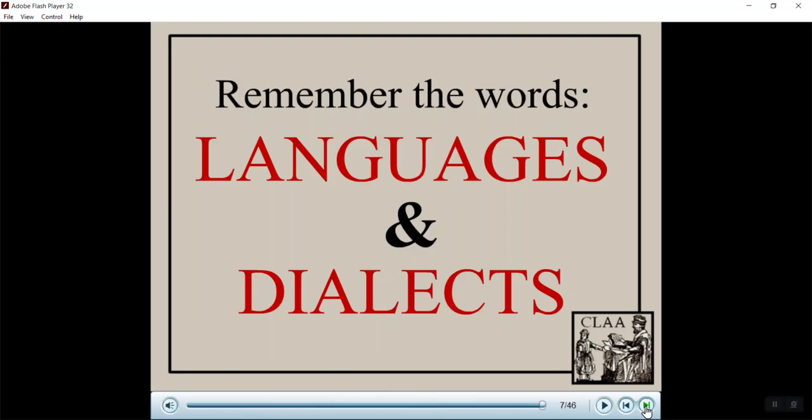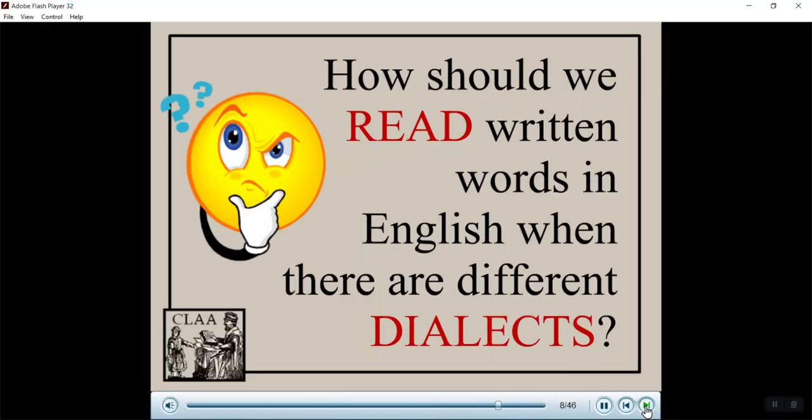Make sure you remember the words languages and dialects. Make sure you know the difference between a language and a dialect. English is a language with many different dialects.